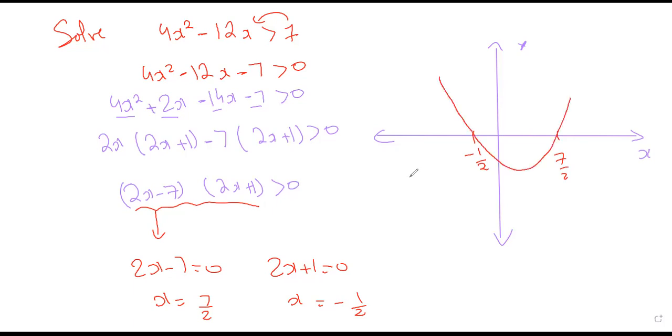Again, y is greater than 0. When y is greater than 0, this would be the range and this would be the range. So x is less than minus 1/2 or x is greater than 7/2, right? 3.5. Yes, less than minus 1/2 and 3.5. Okay. Perfect. So this would be the answer.